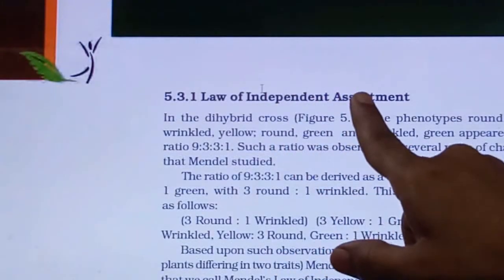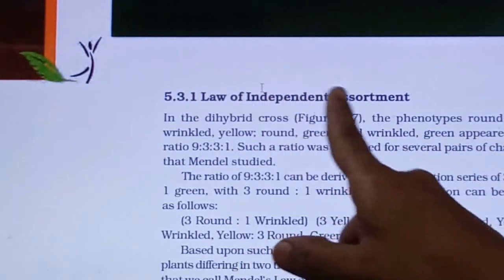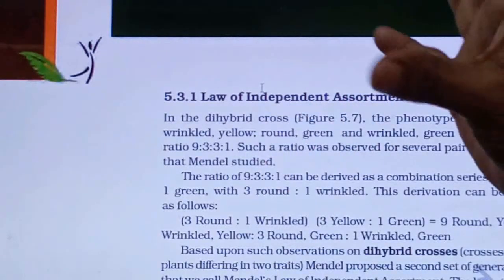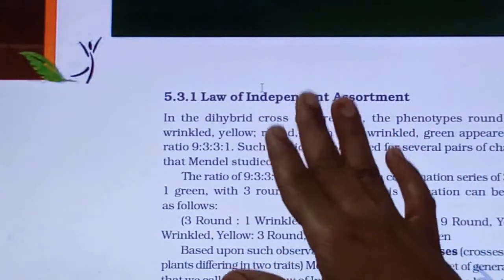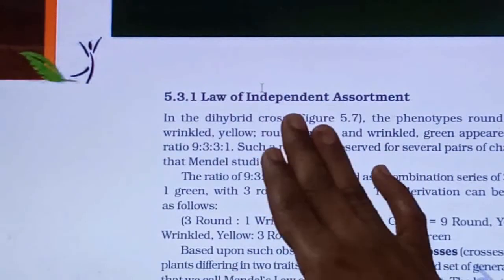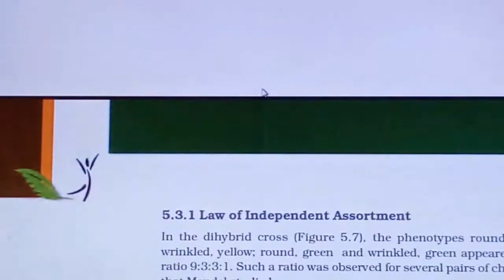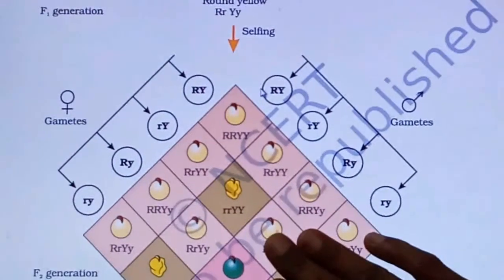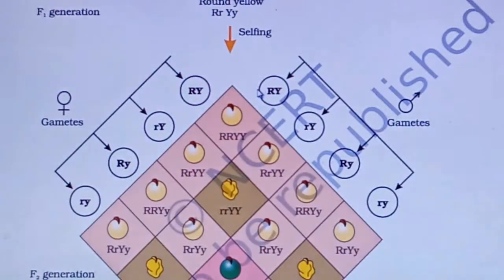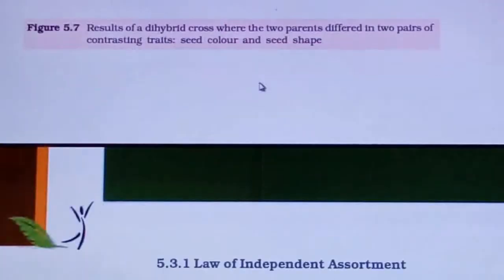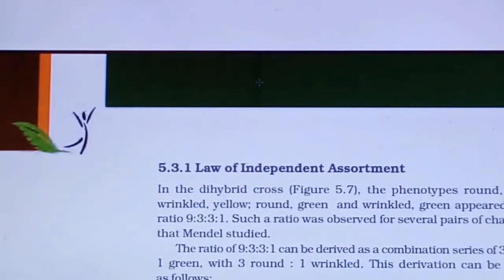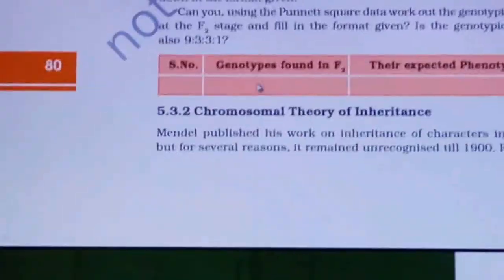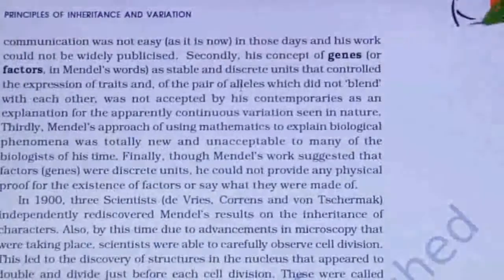The law of independent assortment is given, right? So the law of independent assortment will be asked for 3 marks or 5 marks, because this is the only law which you can explain with the dihybrid cross. So with this dihybrid cross you can explain the law of independent assortment. That's why this will be asked for 3 or 5 marks. Prepare this very well. See the next page, page number 81.